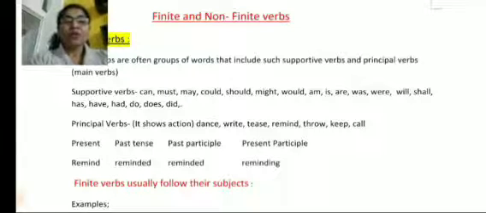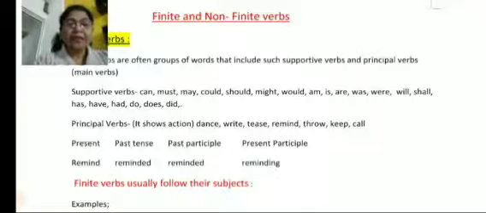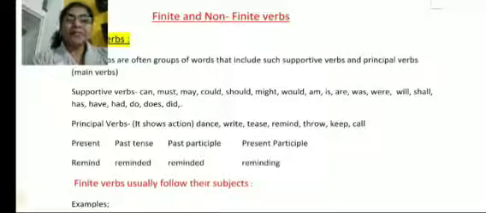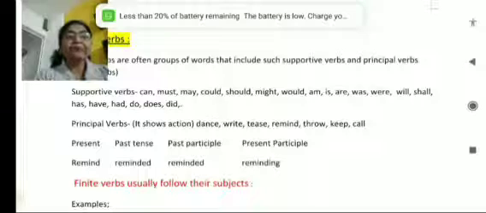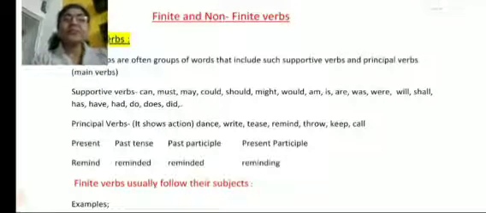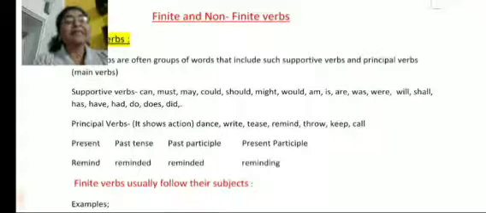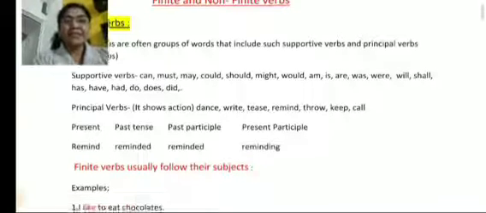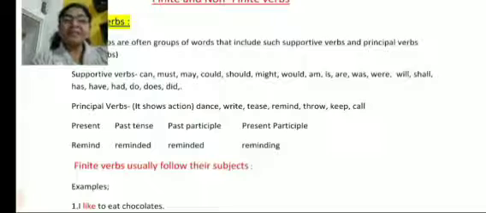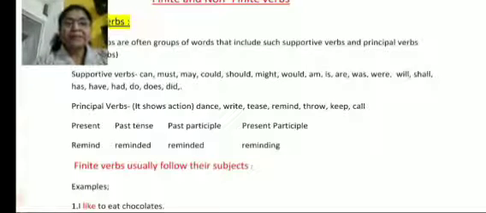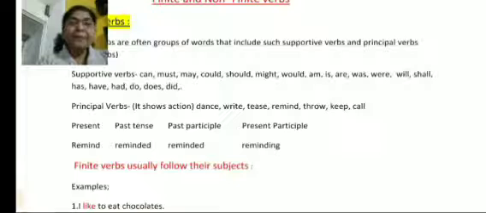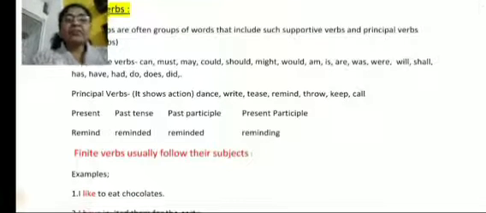Principal verbs means what? It shows the action. That means the verbs which show the action by the doer or by the person in the sentence. So the words which show the action by the doer are known as principal verbs. Principal verbs, that means the action verbs, have different forms: present, past tense, past participle and present participle. Now first see the example given: remind. What will be the past tense of remind? Reminded. Past participle, reminded. Present participle, reminding. That means in all forms.